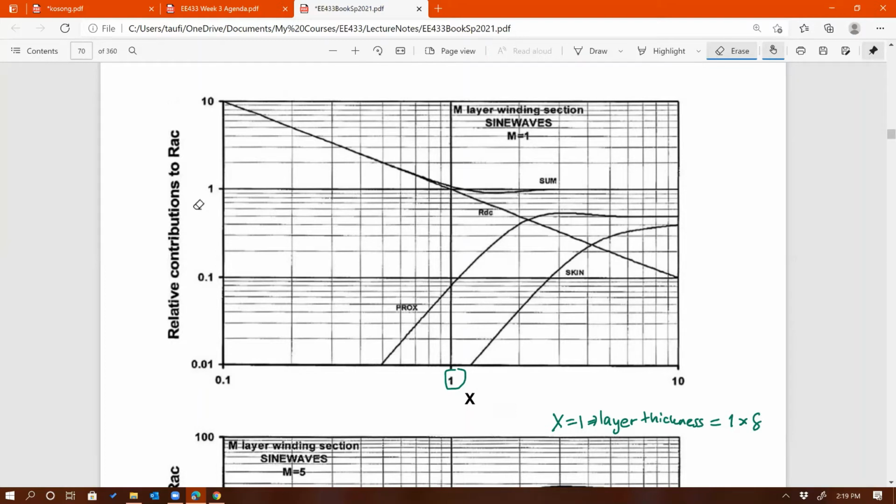And then on the y-axis, we have relative contribution to R_AC. And there are 4 different plots there, right? The first one is the sum. Let me use red so you can see.